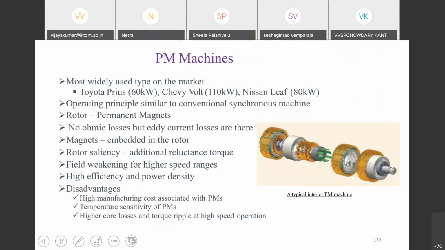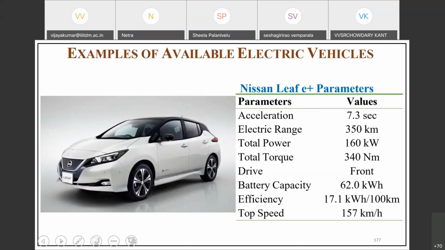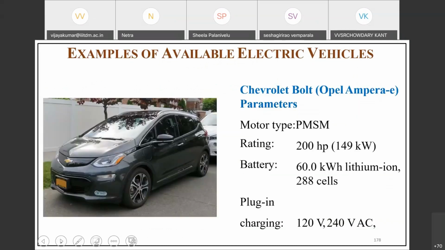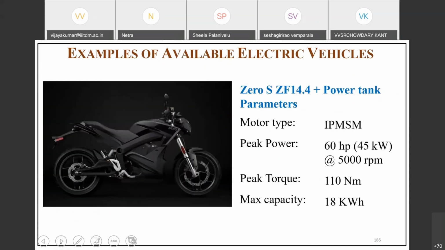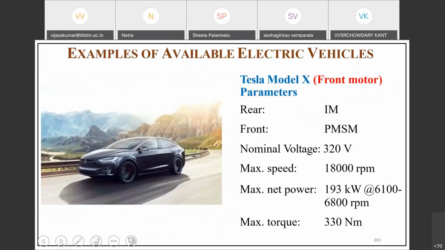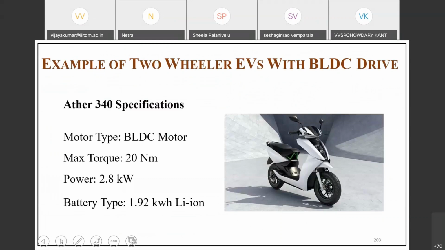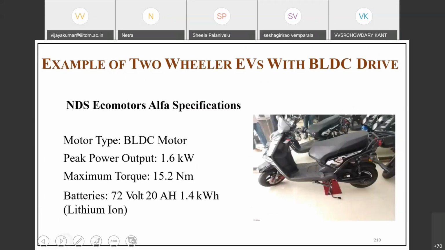PM machines, these are the vehicles using permanent magnet machines. Nissan Leaf, Bolt and all, they are using PM machines. Even two-wheelers come with different types of motors. This type of scooters use BLDC motors. When you are going for low power, then the BLDC motor is the best candidate. So I can skip these slides already.